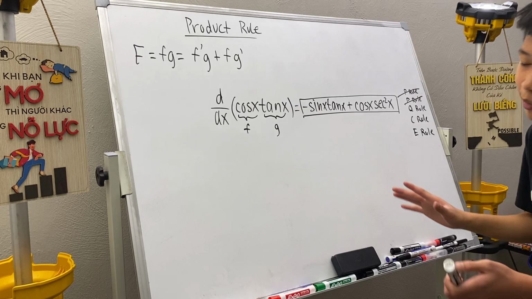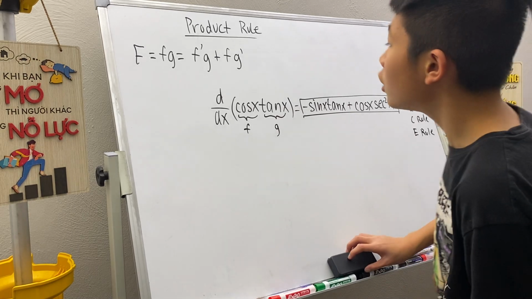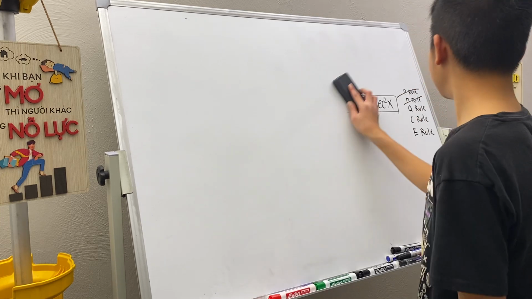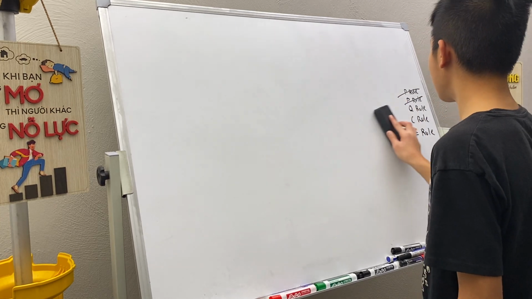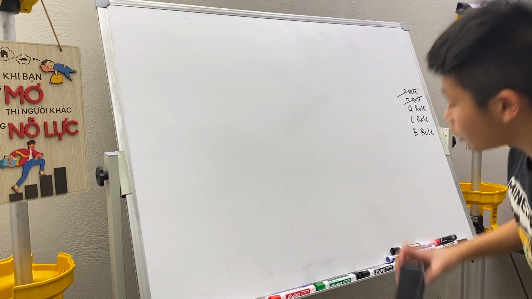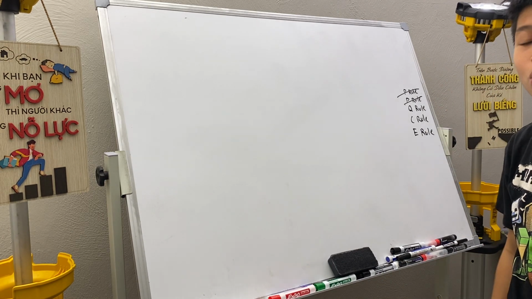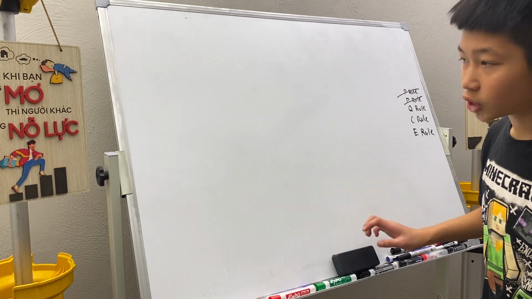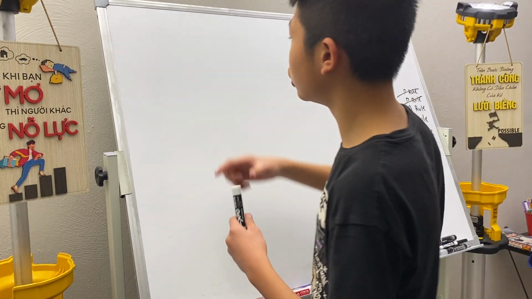Okay, I think we get it a little bit, okay? I think we get it, yeah, we get it. All right. Next, well, we already do multiplication. So let's move on to what? Division. Yes. So we're gonna do the quotient rule.